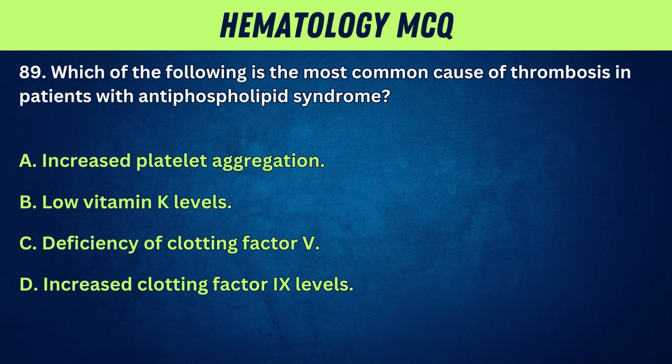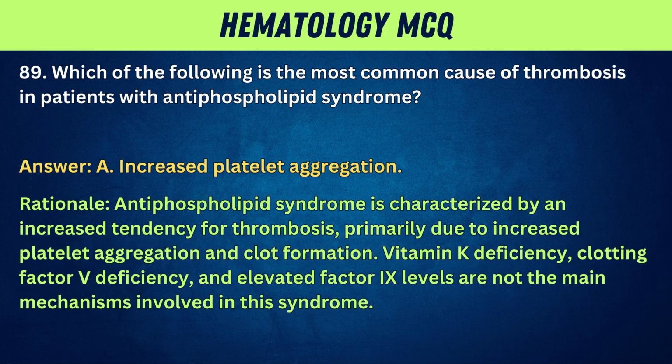89. Which of the following is the most common cause of thrombosis in patients with antiphospholipid syndrome? A. Increased platelet aggregation. B. Low vitamin K levels. C. Deficiency of clotting factor V. D. Increased clotting factor IX levels. Answer: A. Increased platelet aggregation. Rationale: antiphospholipid syndrome is characterized by an increased tendency for thrombosis, primarily due to increased platelet aggregation and clot formation. Vitamin K deficiency, clotting factor V deficiency, and elevated factor IX levels are not the main mechanisms involved in this syndrome.